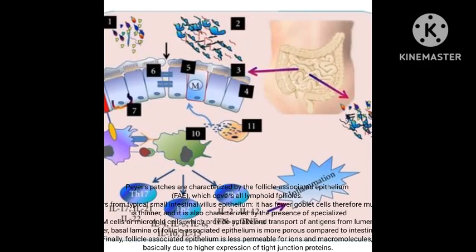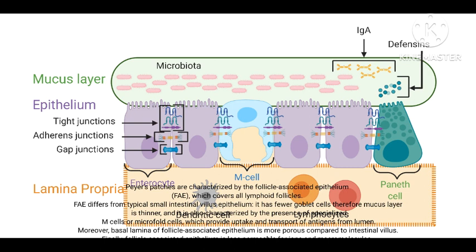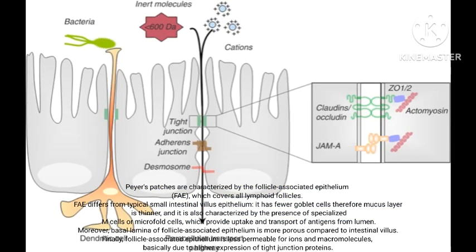Peyer's patches are characterized by the follicle-associated epithelium, FAE, which covers all lymphoid follicles. FAE differs from typical small intestinal villus epithelium. It has fewer goblet cells, therefore the mucus layer is thinner, and it is also characterized by the presence of specialized M cells or microfold cells, which provide uptake and transport of antigens from the lumen. Moreover, the basal lamina of follicle-associated epithelium is more porous compared to intestinal villus. Finally, follicle-associated epithelium is less permeable for ions and macromolecules, basically due to higher expression of tight junction proteins.